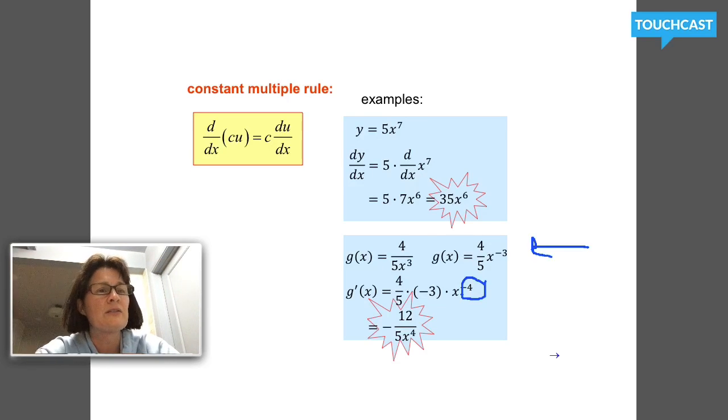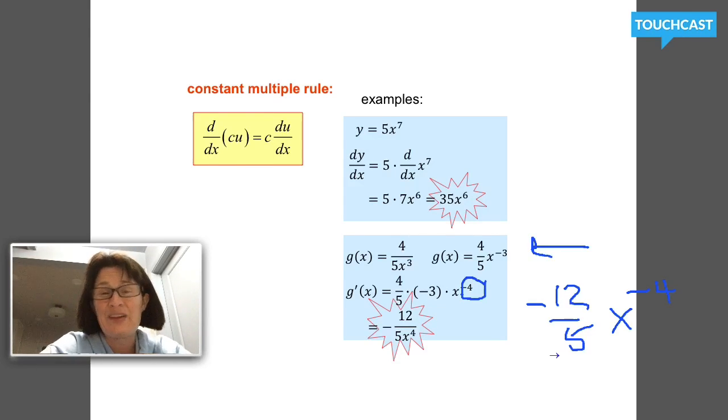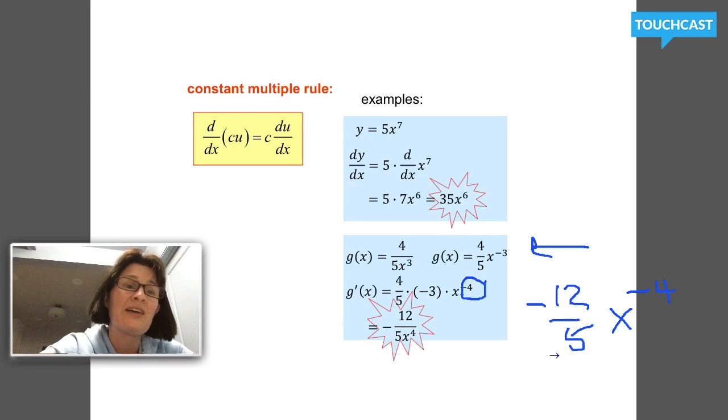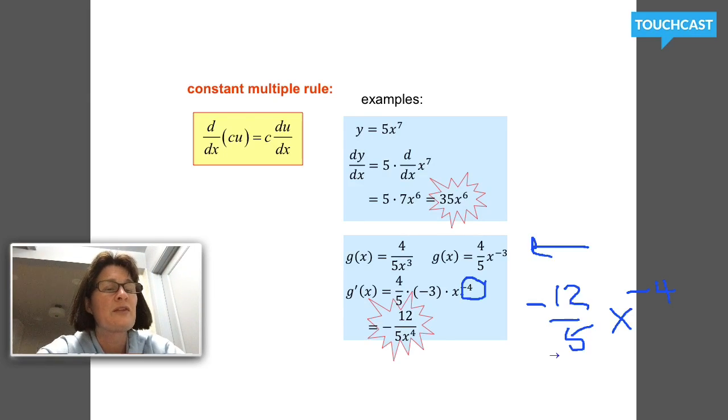So I could write negative 12/5 x to the negative 4th, or I think you'll find on a multiple choice question, if it were simplified, we would probably use a positive exponent notation and have negative 12 over 5x to the 4th. But notice on the free response section, either one of these answers would get full credit.